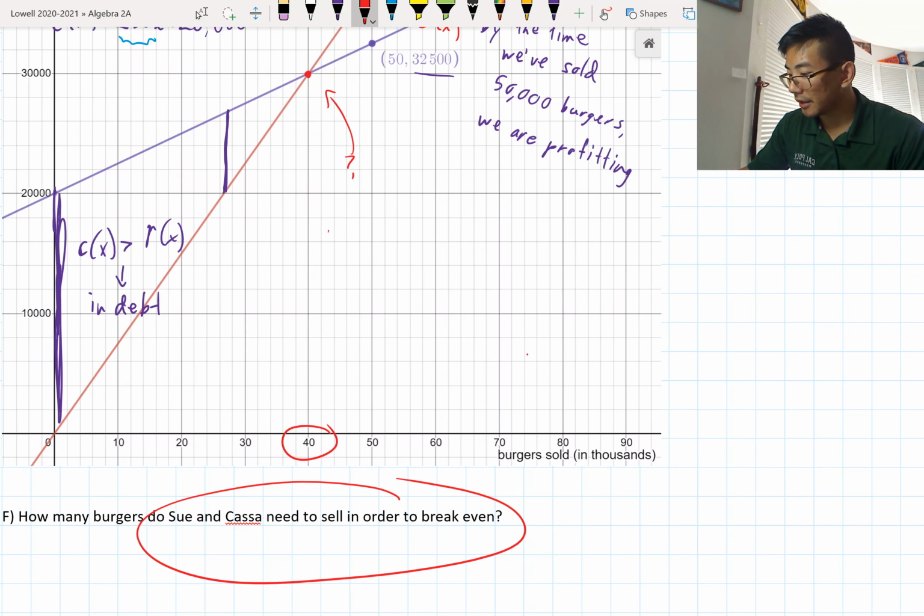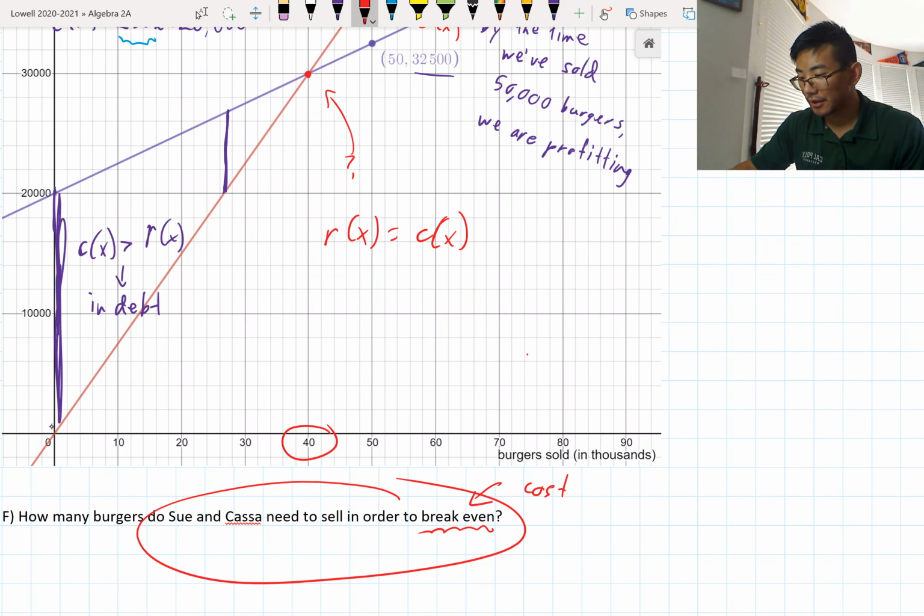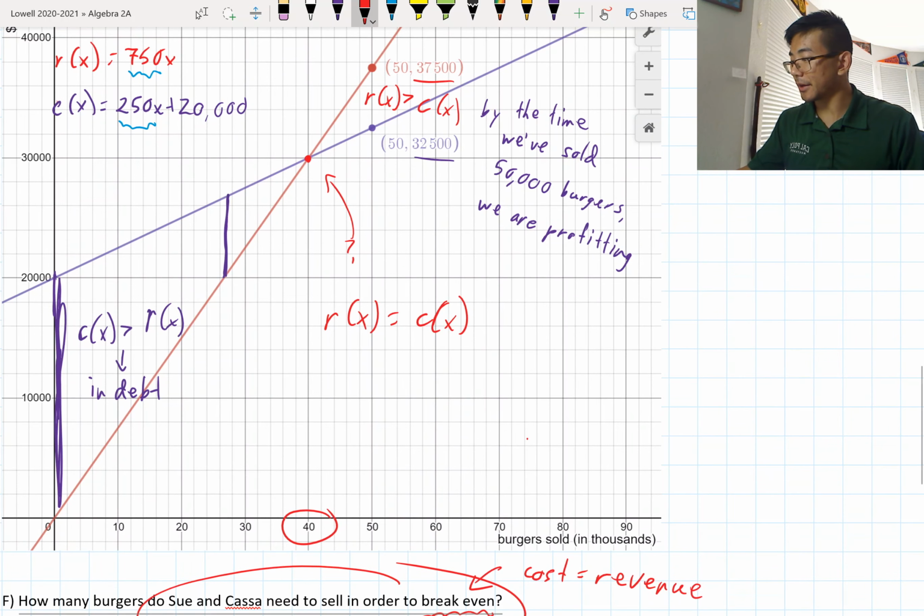But remember, that would mean r of x and c of x would have to be equal to each other, because at that point we've paid off all our debt, but we haven't made any money either. That's what break even means. Break even just means cost equals revenue. Okay, so let's solve this. The nice thing about these two equations is that they're already in slope-intercept form, so we can just set them equal to each other. Set their outputs, or their dependent variables, or y, equal to each other.